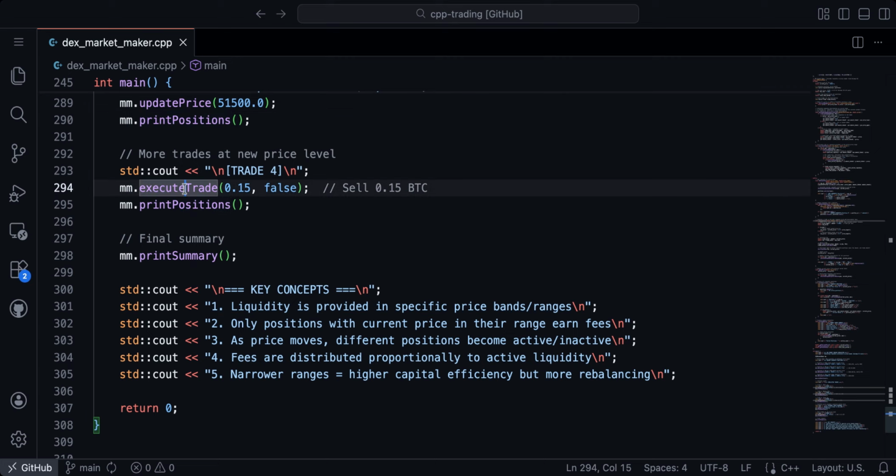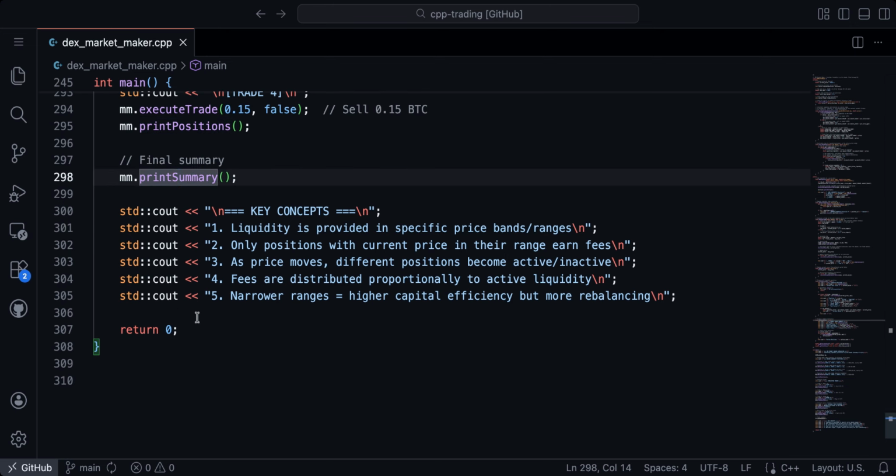We execute one more trade at the new price level, calling execute trade with 0.15 as the amount and false for is buy, representing a sell order. We print positions again. Finally, we call print summary to display the final statistics, showing the current price, total positions, total fees earned, total trades, and active positions count.